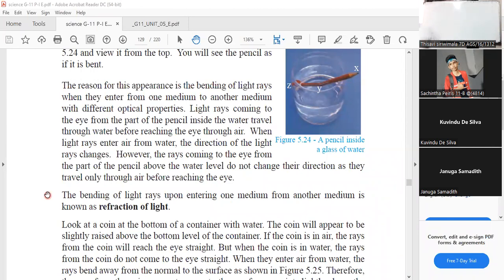Correct. And then my theoretically, yeah.